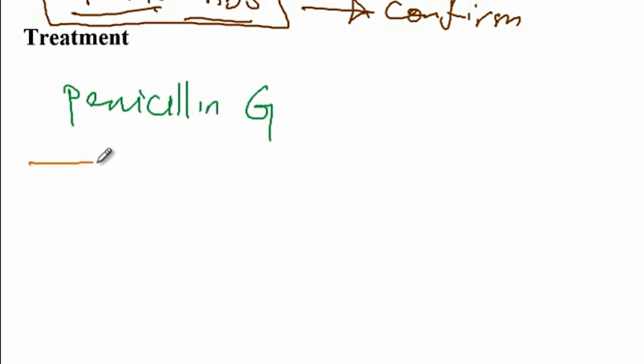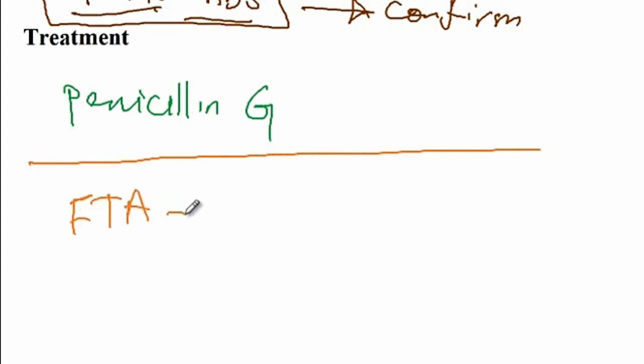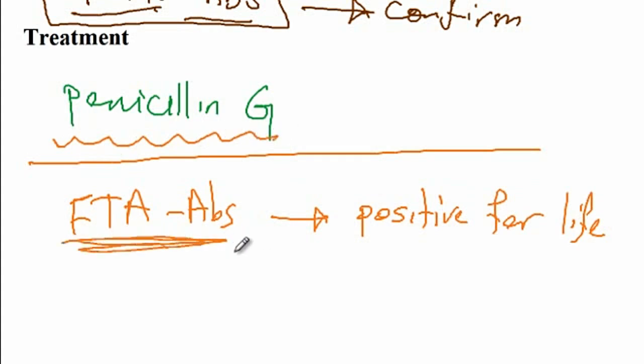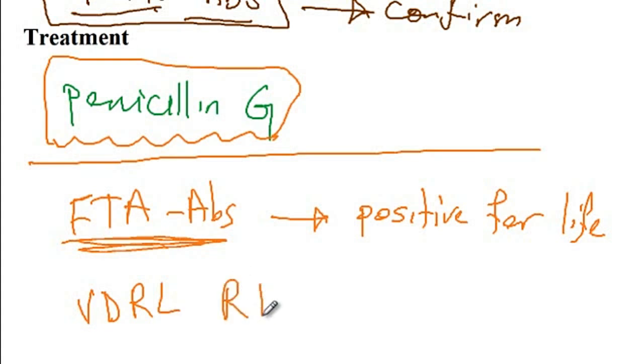Alright, and then one last point, which you do not need to know for your Step 1 exam, but you will definitely have to know for your general knowledge, is that patients who have a positive FTA-ABS from infection with syphilis, this test remains positive for life. So even after you treat these patients with penicillin G, the FTA-ABS remains positive. So how do you know if a patient treated with penicillin G has actually been treated for syphilis? The way to do that is to look at the immunoglobulin titers of the VDRL or RPR.